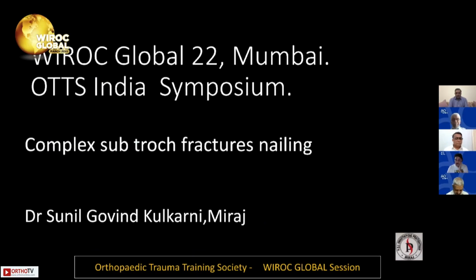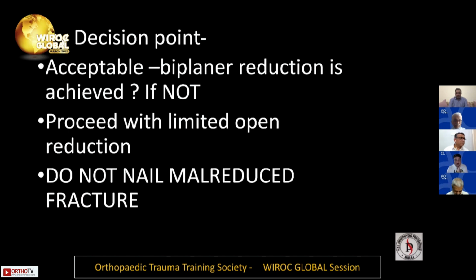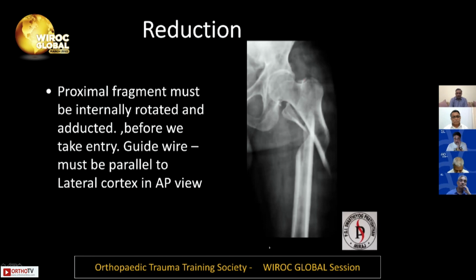So I'm going to share a few cases. The key decision points are very important. The open reduction is the important part of any fracture. Though it is subtrochanteric, it is very, very important because the biomechanical forces are almost 10 times more than any other part of the body. My topic is restricted to the nail, so I'm not going to talk about the plate. Reduction is very important.